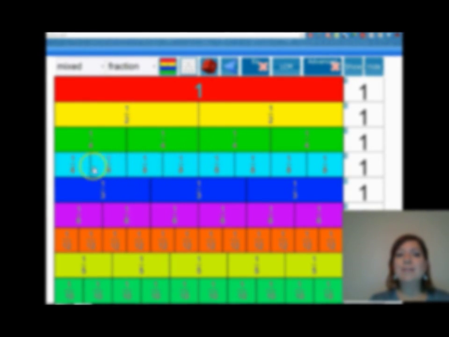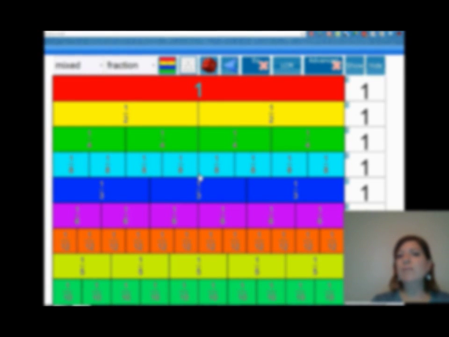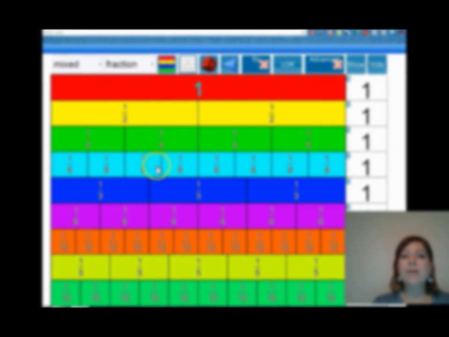How many 8ths takes half of the space of the 1? Take a second and think about what is the equivalent fraction if you have a new denominator, 8. What's equivalent to 1/2? Right, if you said 4/8, good for you.